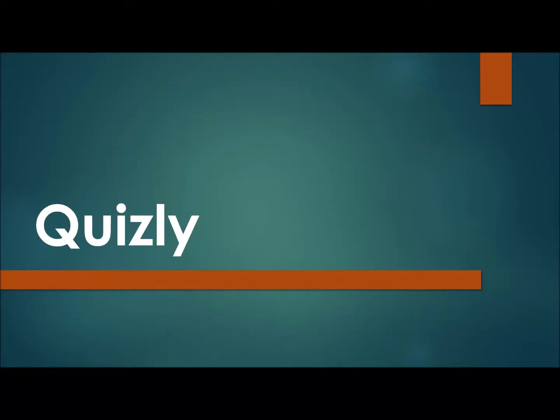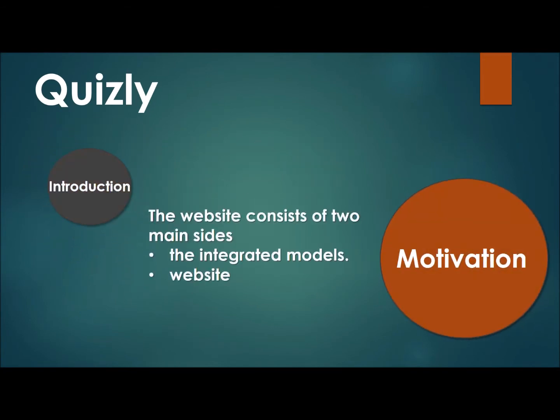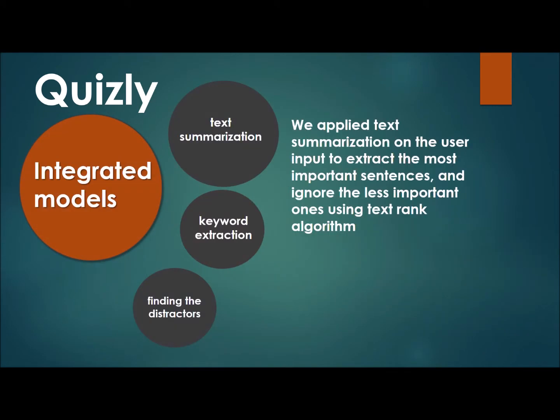In this video, we will talk about the Quizly website for automatic question generation and discuss the solutions that we provide to our website, which consists of two essential sides, the integrated models and the backend side. When it comes to the models, there are three main steps to be discussed, which are summarization, keyword extraction, and finding the distractors of the expected keyword.